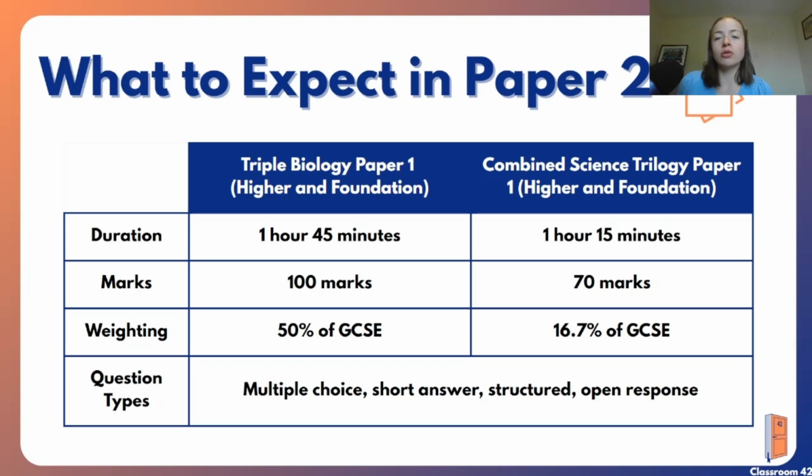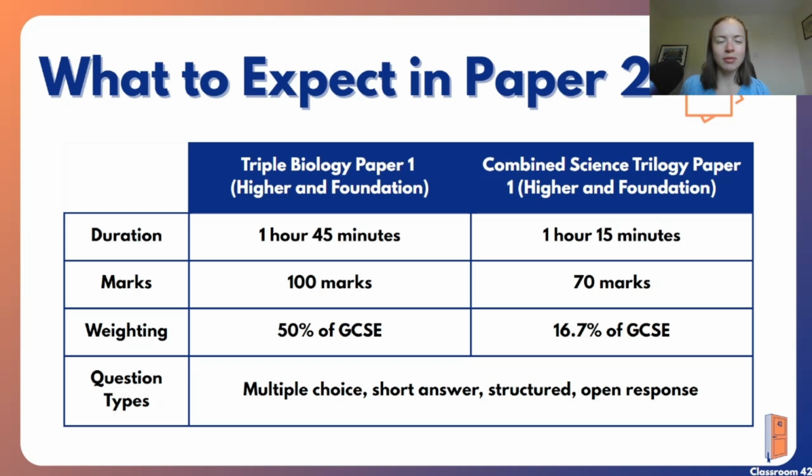similar. So triple biology, 1 hour 45 minutes, 100 marks with it being 50% of your GCSE. And then for your combined students, you will be doing a 1 hour 15-minute paper worth 70 marks, making up 16.7% of your GCSE. And the question types will be the same. So multiple choice, short answer, structured and open response.